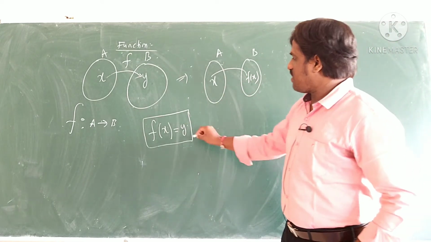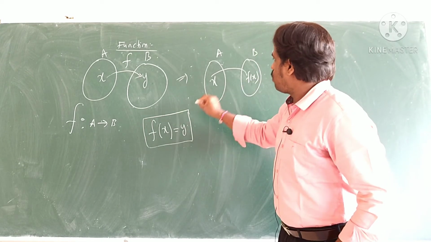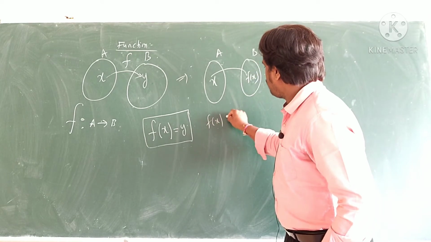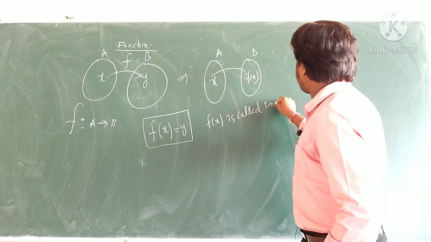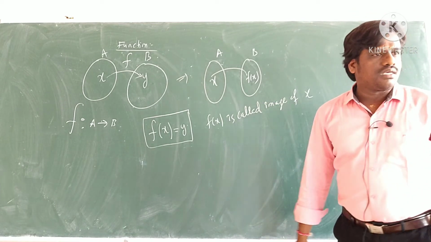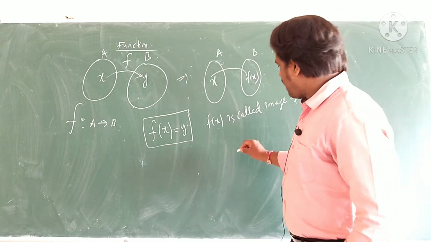So when f of x is equal to y, it is called the image. f of x is called the image, the image of x. Image of x बोलते हैं, ठीक है? And to get an idea, I'll tell you.